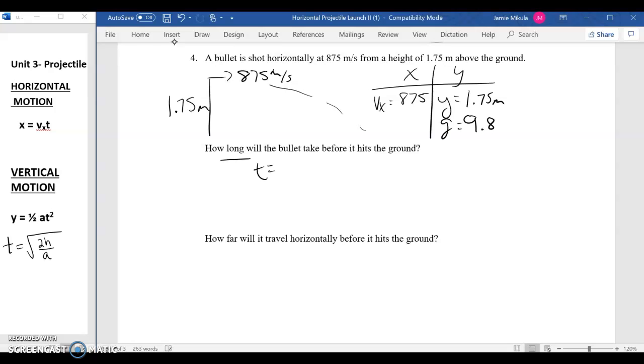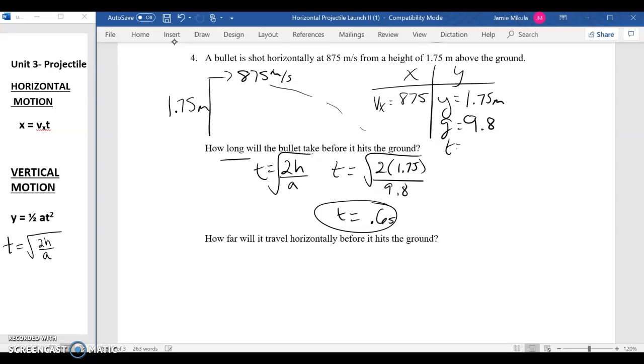How long? Time. 2h over a, take the square root of that. So t equals square root 2 times 1.75 over 9.8. 2 times 1.75 is 3.5 divided by 9.8 is 0.357. Take the square root of that number and you get t equals 0.597. So I'm actually going to say 0.6 seconds. Okay, so I can list that in both of my x and y variables.